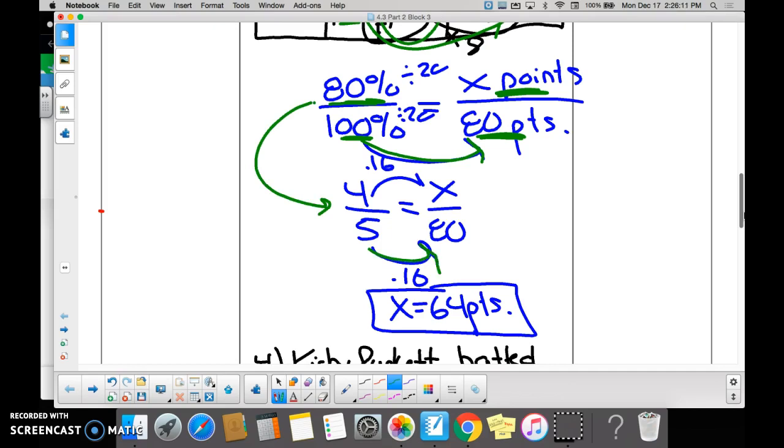Whoever's snapping. Going from 5 to 80 is pretty simple. Yes, no? Yeah. What do we multiply by? 16. And what do we multiply on the top by? 16. Excellent, excellent, excellent.